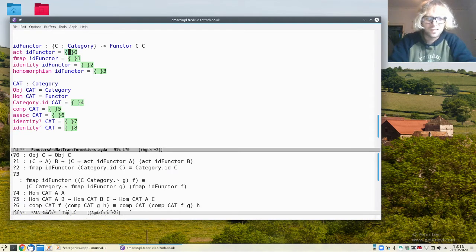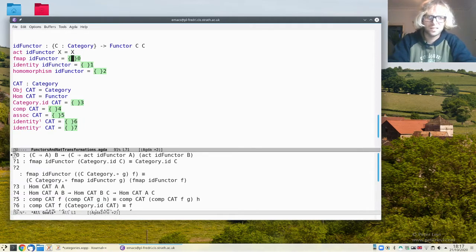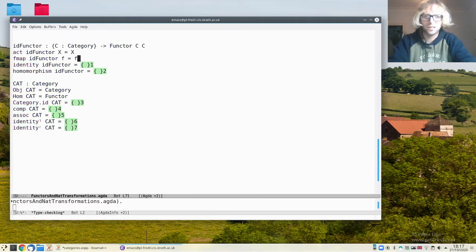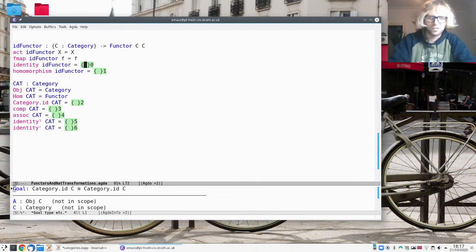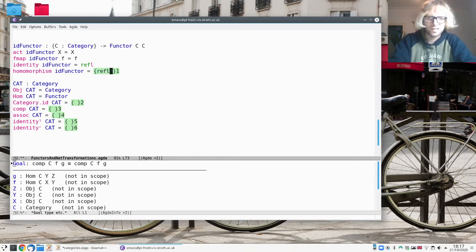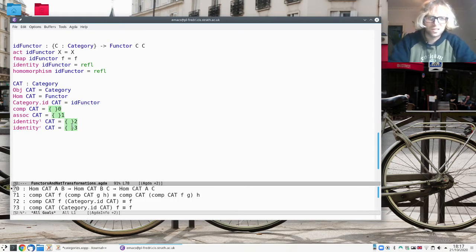Okay, so a functor has an action on objects. Here, given an x, which is an object in C, we have to give back an object in C. Well, we can just give back the same x. And given a morphism f in C from A to B, we have to give back the same thing. And then we have to see that this preserves identities, but that's obvious. And we have to see that this preserves composition, but that's equally obvious, right? So it's not that hard to make an identity functor. It's just the identity on both components.